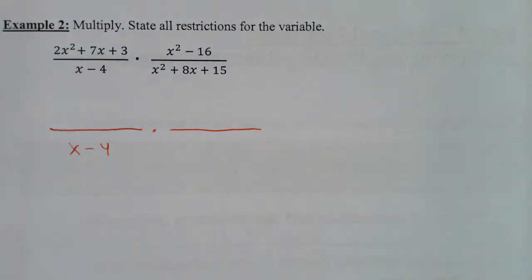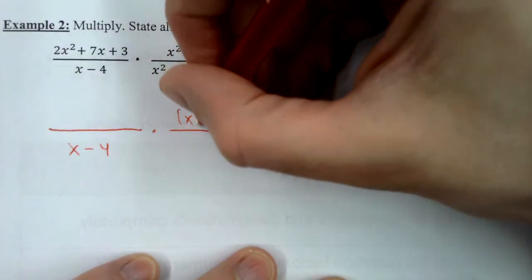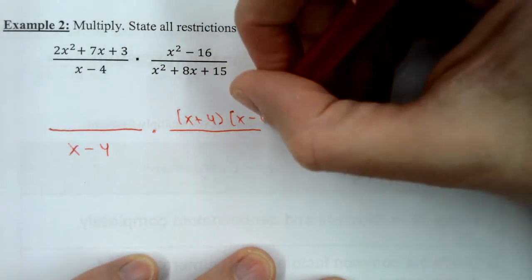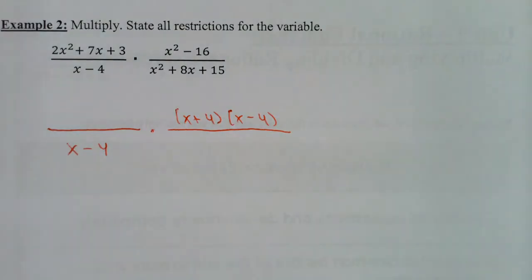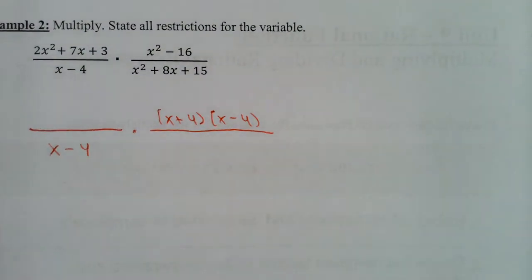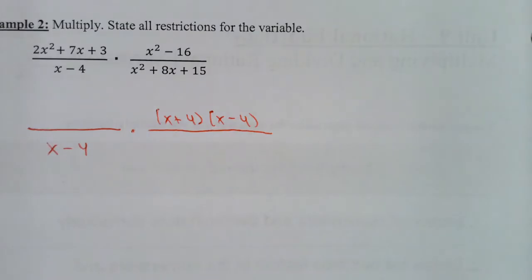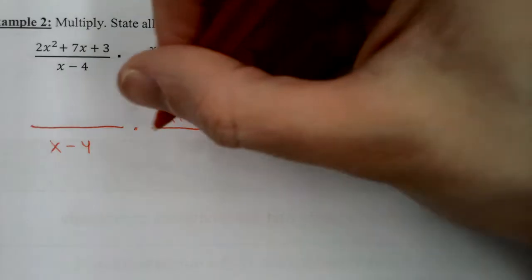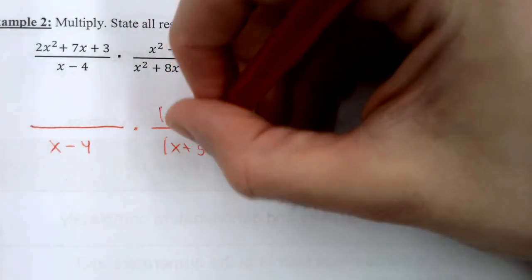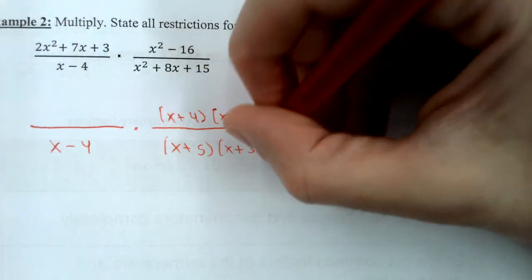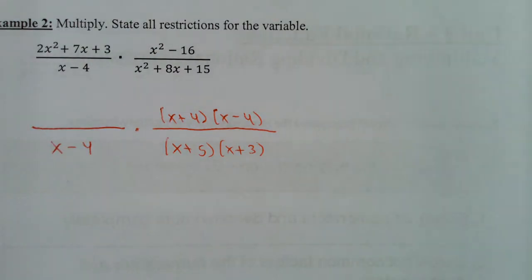The top right, that's the difference of two squares. X squared minus 16 factors to become x plus 4 times x minus 4. The bottom right, it's a trinomial and it's a quadratic with a leading coefficient of 1. So when it's 1x squared, those are the fast factoring problems. What two numbers multiply to 15 and add to 8? X plus 5 times x plus 3. So the hard part of this problem is factoring the top left.